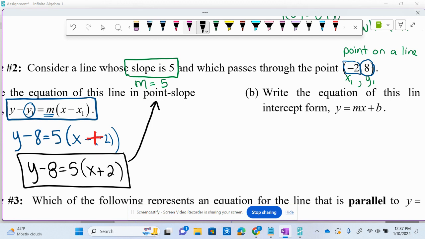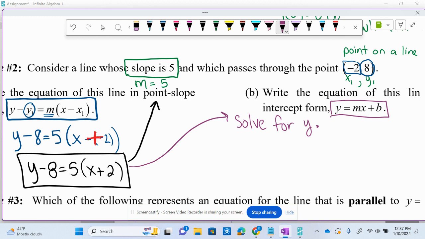But now, in part B of this question, we have to take that point slope form and make it look like this: y equals mx plus b. So basically we have to take this and solve for y. What do you think we should do first? I'm going to rewrite our equation: y minus 8 equals 5 times the quantity of x plus 2. What should we do first if we want to get y all by itself?